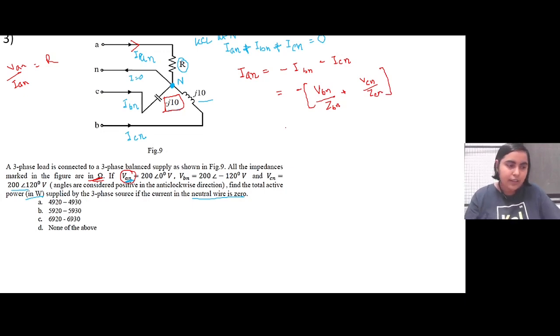In this case, for VBN the voltage is 200 and the angle is minus 120, so 200 angle minus 120. These are all the phase voltages, since they are given with respect to neutral, so we don't have to divide by root 3. And what will be ZBN? ZBN is equal to minus J10, right?